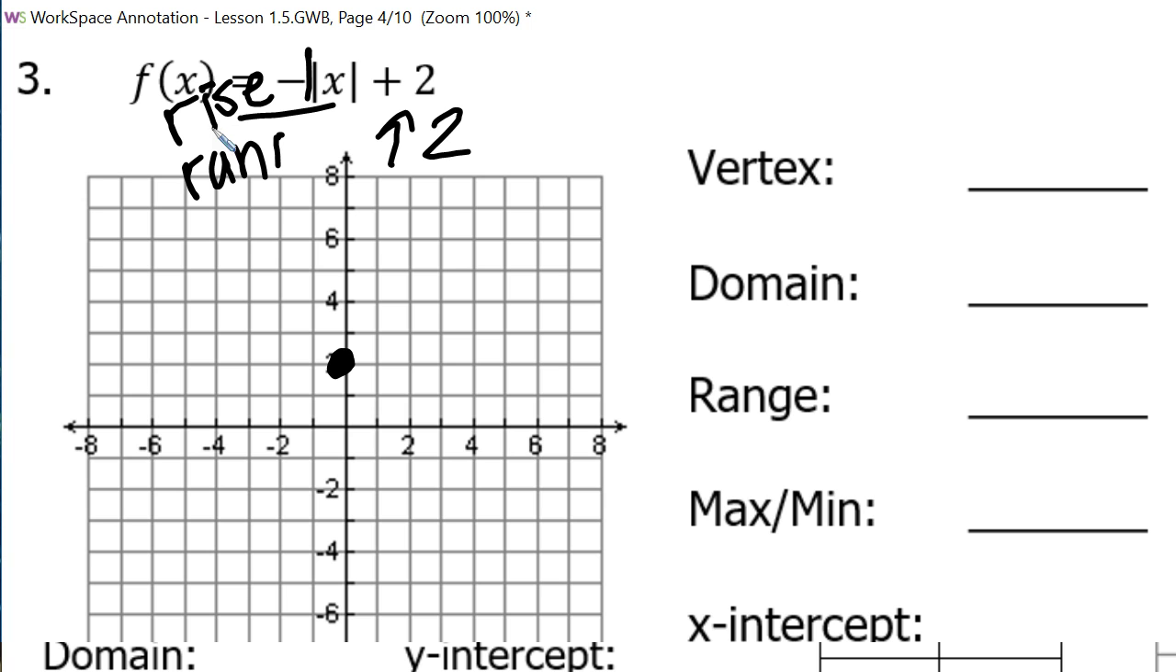So if the rise is negative, instead of going up, what do I need to do? Go down. So start at 2, and you need to go down 1 over 1, down 1 over 1. And put your arrow so this one points down. So if A is negative, it's going to point down.